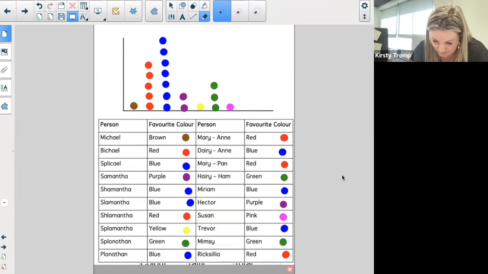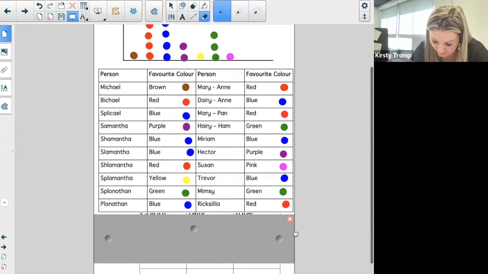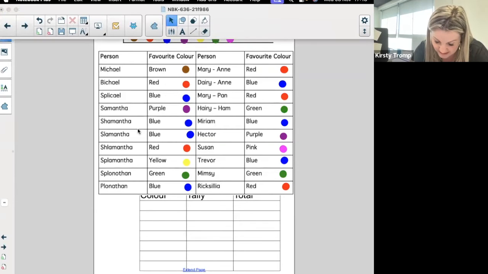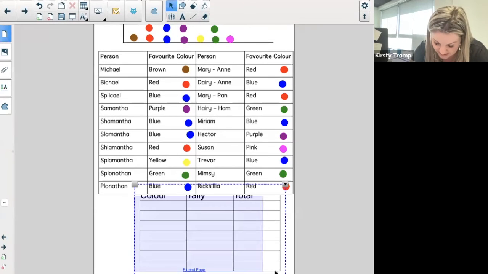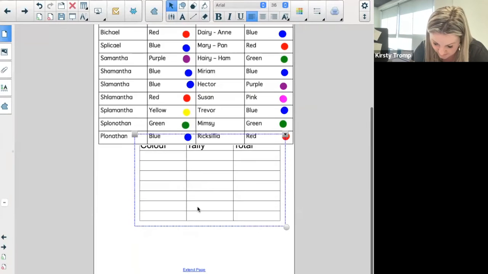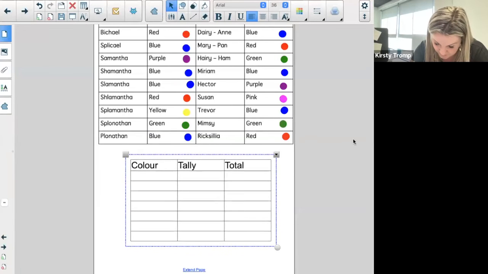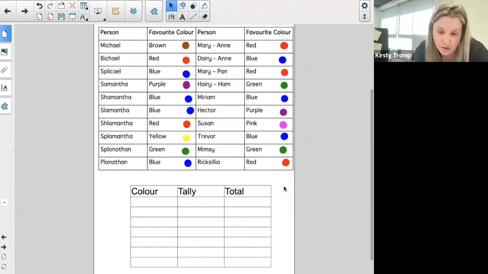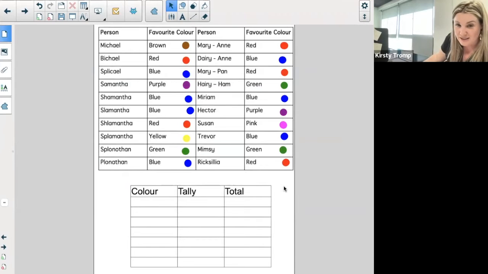All right, guys. So let's have a look at our next part. I've gone and I've drawn my tally table in. I'm going to move it down a little bit so we can see it. So there is my tally table. To draw my tally table, I needed 3 columns. The 3 columns are there for you: color, tally, and total. And I did 8 rows.